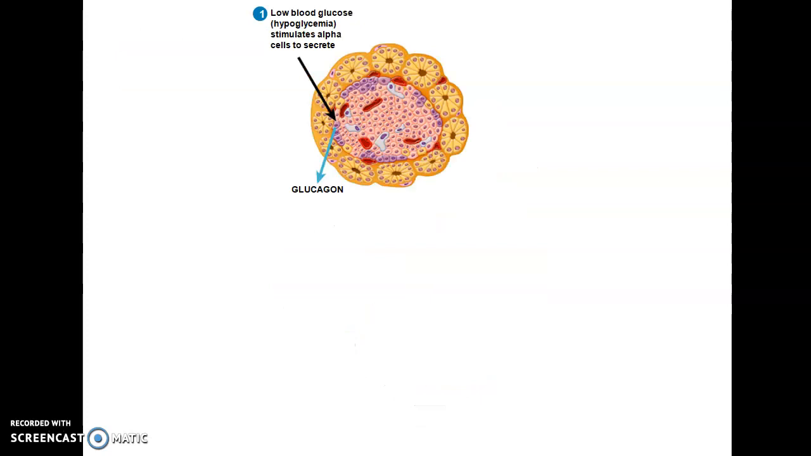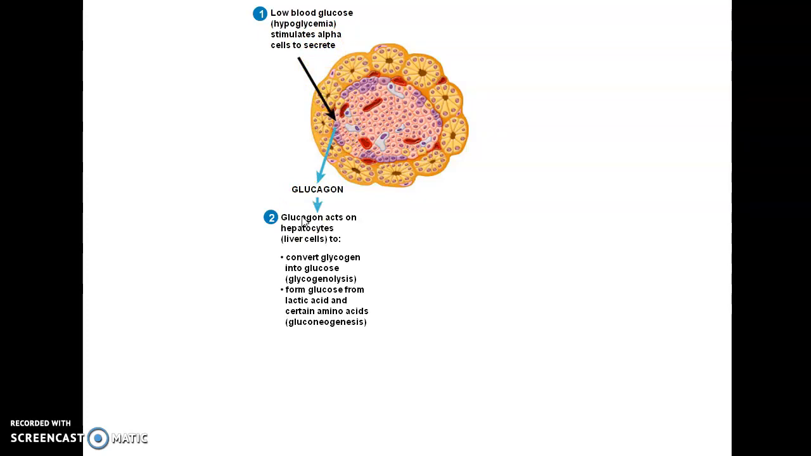So how is the control of this? We have already said if there is a low blood sugar level, that is hypoglycemia, it stimulates the alpha cells to secrete the glucagon. So here are the alpha cells, they will secrete glucagon. So glucagon acts on the liver cells, which we know hold the glycogen reserve.